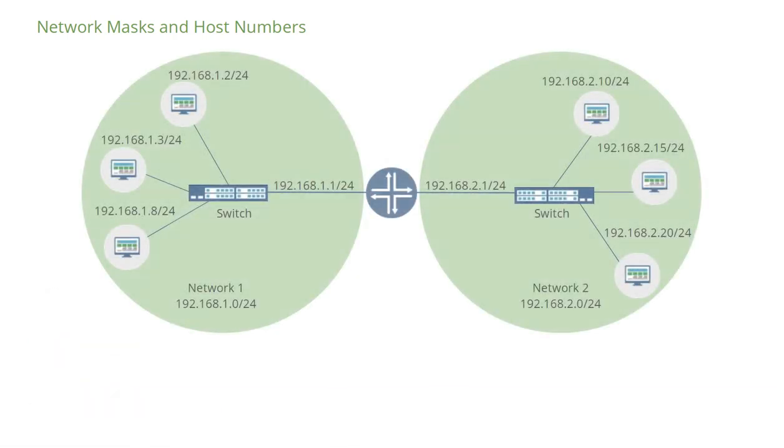In the example on screen, 192.168.1.0 is the network number. The broadcast address is 192.168.1.255.